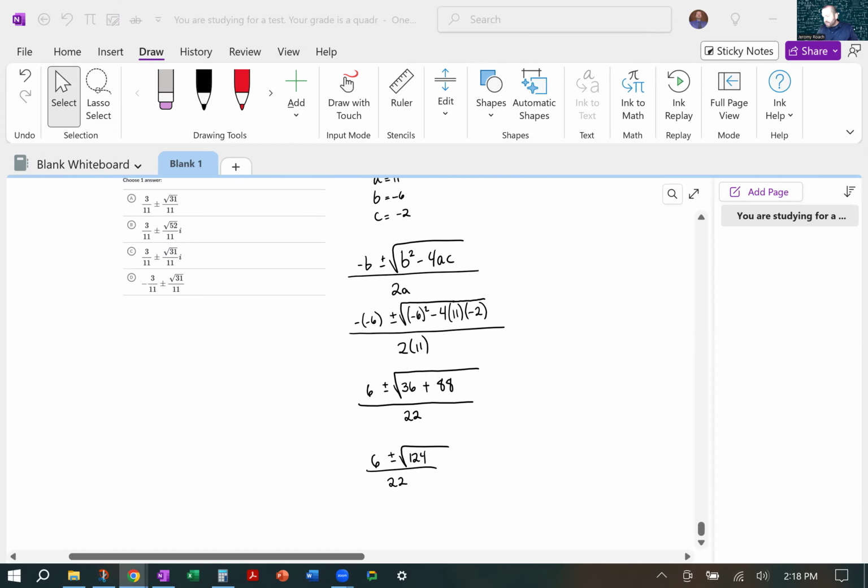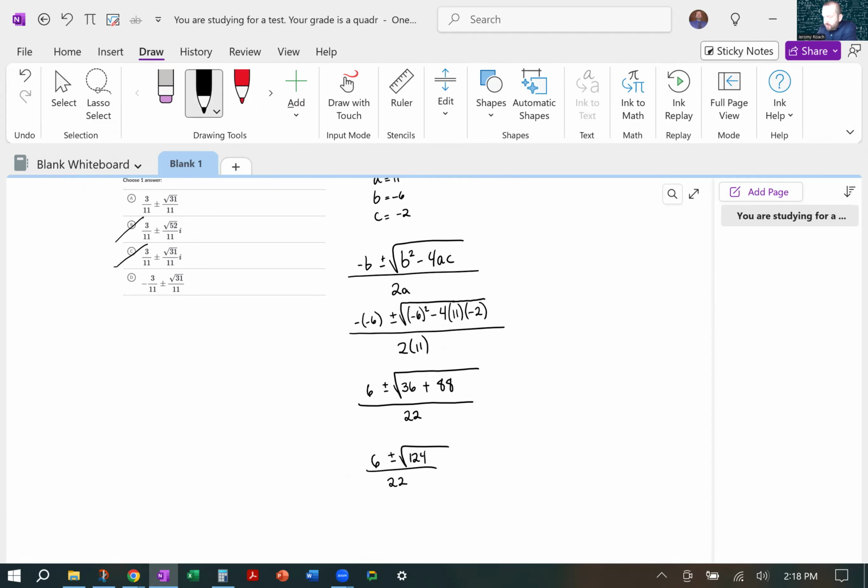We don't have a negative under the square root, so we can cross out C and we can cross out B, because those have i's in the answer. This tells us that for sure our quadratic is going to have two real solutions that cross at the x-axis.